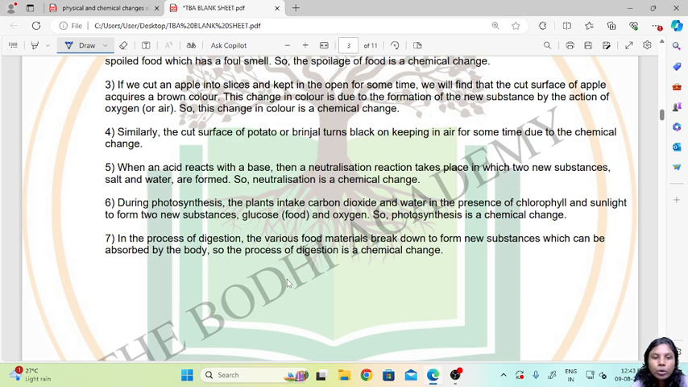Now if we look at photosynthesis, what happens is that the plants take in carbon dioxide and water in the presence of chlorophyll and sunlight, and they form new substances, that is glucose and oxygen, glucose or carbohydrates. So photosynthesis is also a chemical change. Now lastly, in the process of digestion, the various food materials break down to form new substances which can be absorbed by the body. So the process of digestion is also a chemical change.